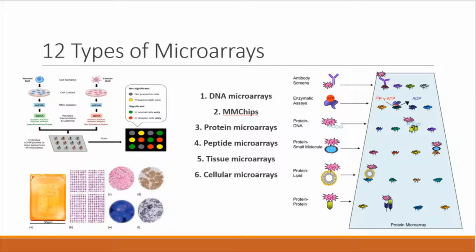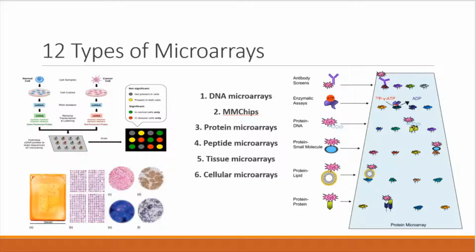You have protein microarrays, which determine protein function on a very large scale, and you can study these proteins in parallel. So you can compare them and see, if there's a disease in this protein, how does that compare to normal protein, and then how can you detect it better in other people, and then treat it better. You have peptide microarrays, which analyze protein-protein interactions.